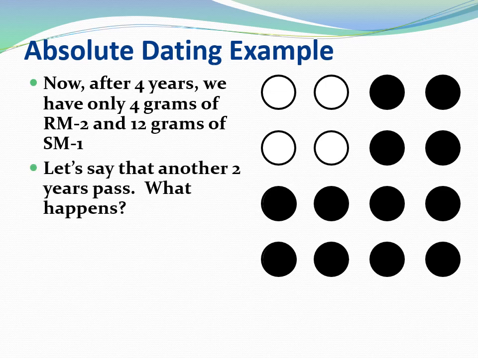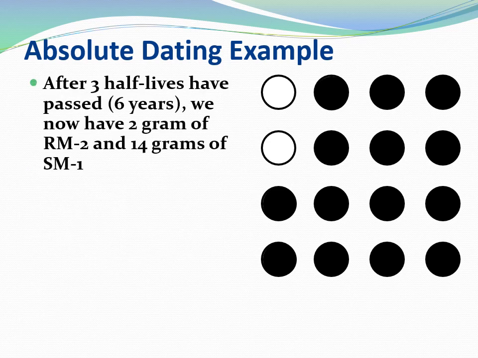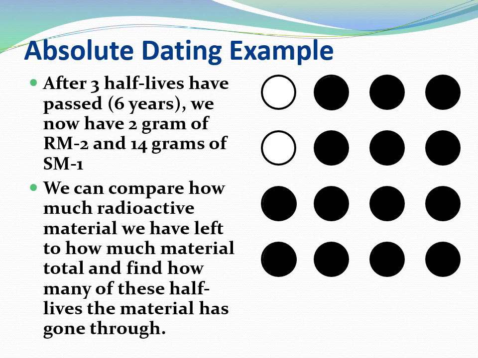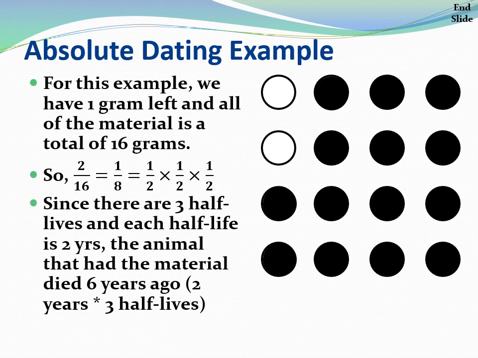Continuing on, after another 2 years, another half of the radioactive material becomes stable. So after all this time, we have 2 grams of the radioactive material and 14 grams of the stable material. We can run a proportion, based on how much stable material and how much radioactive material we have, to determine how many half-lives there are. We compare the radioactive material left with the total material. We have 2 grams of radioactive material left and a total of 16 grams of radioactive and stable. If we run a proportion, we get 1/8, which is 1/2 times 1/2 times 1/2. That's 3 half-lives, and each half-life is 2 years, so this is going to be 6 years.